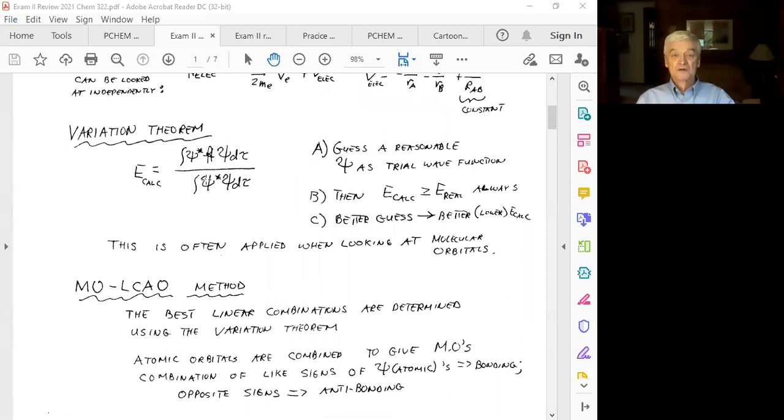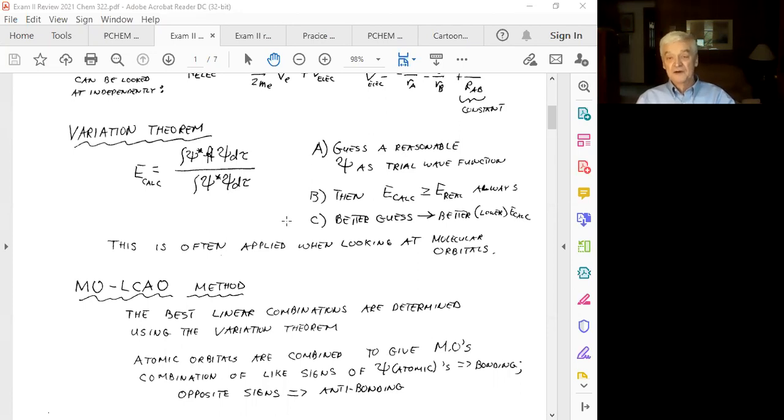As always, we use the variational theorem whenever we cannot get exact solutions. So this says we guess a reasonable wave function, we apply this equation, and whatever result we get, the calculated energy cannot be less than the real value. So typically it's larger. And so what we try to do is get the best guess that we can by minimizing this calculated energy. Those are typically the results that we look at.